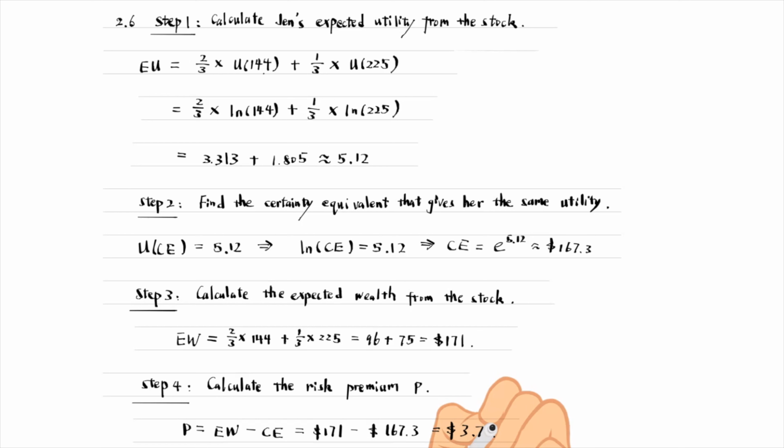The risk premium is the amount a risk-averse person would pay to avoid taking a risk. In our exercise, $3.7 is the maximum amount she's willing to pay to get a certain wealth of $171 instead of buying the stock. It can also be seen as the minimum amount she's willing to receive to accept the risky option of purchasing the stock rather than the certain option of having that certain wealth.